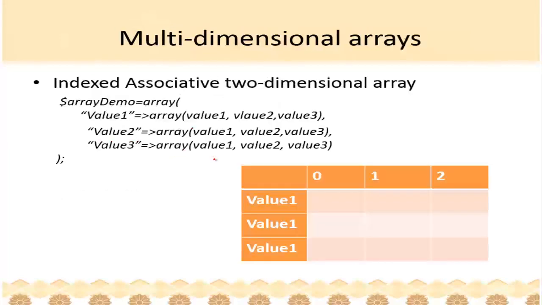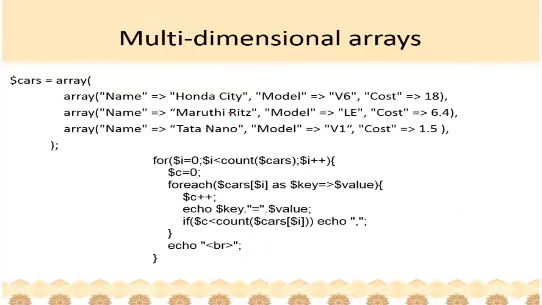Now, can I have an associative array in multi-dimension? The answer is yes, you can have an associative array. What's the difference between this and the previous one? In the previous one, no keys were supplied for the individual rows. Here I am supplying the key. So this row will be called value 1, this row will be called value 2, and this row will be called value 3. Can I have a key here? The answer is yes. You can have it in any way. It's too flexible to be tried with.